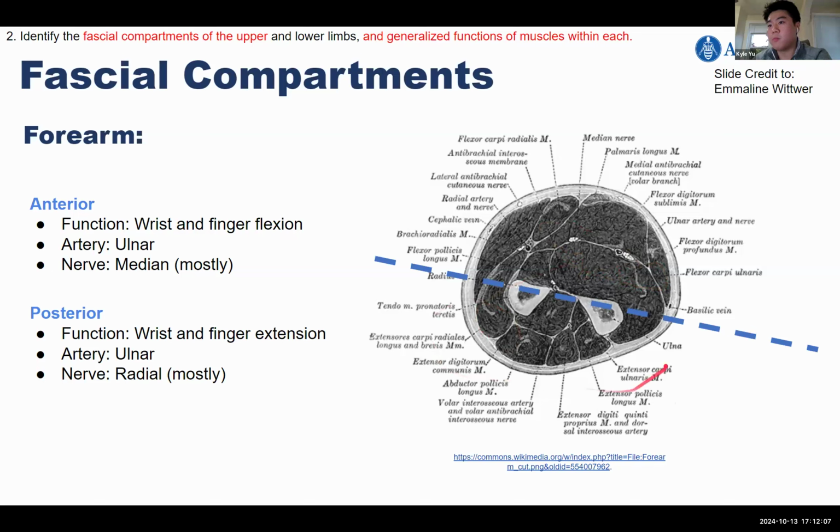And then the posterior compartment down here, the function is primarily wrist and finger extension. And you can see a lot of these muscles are labeled extensor because of the function that they're doing. And then this is also supplied by the ulnar artery, and then primarily supplied by the radial nerve, mostly.